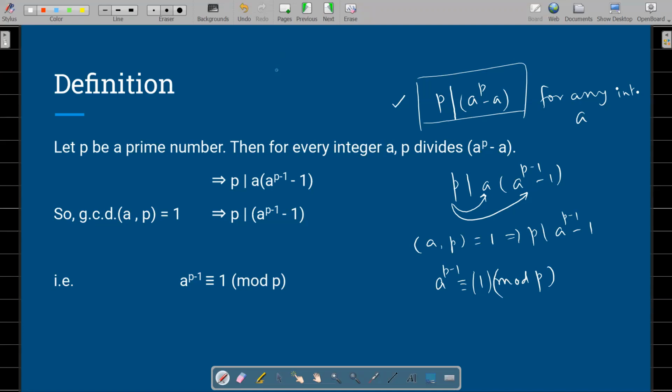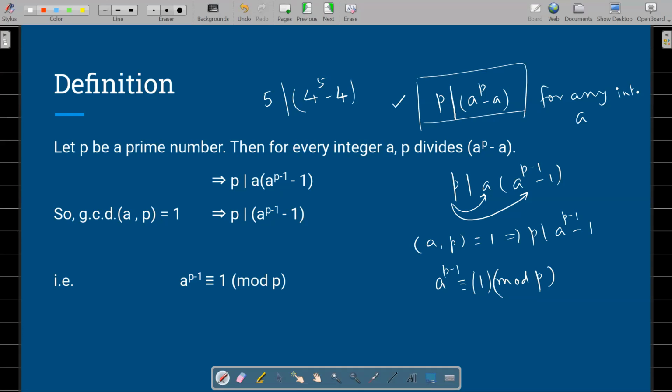Let's look at an example. Say 5 is prime, and if I take 4 raised to 5 minus 4, then 5 divides 4 raised to 5 minus 4. This is true only for primes, and Euler made it general for any n. Sir, should a be composite, is there anything like that? Any number.